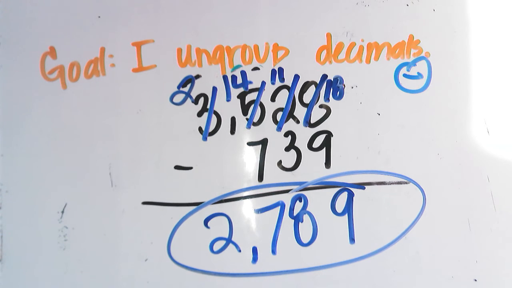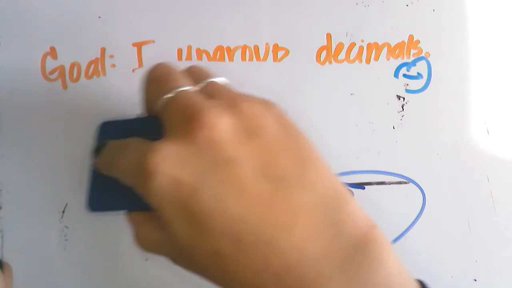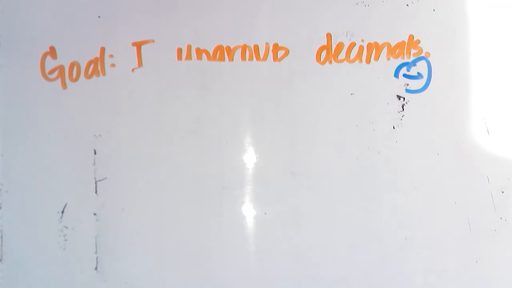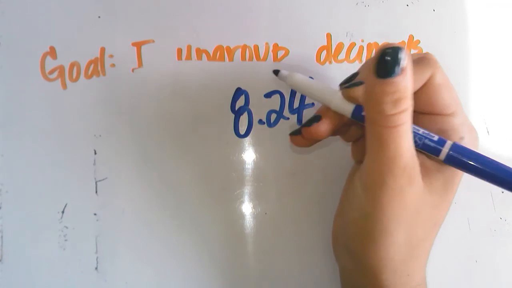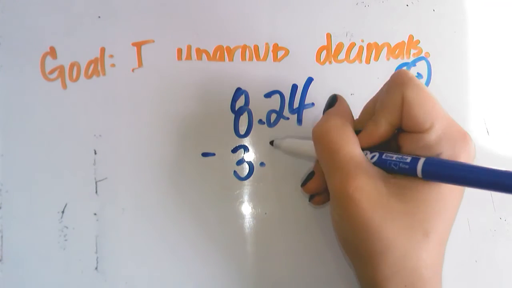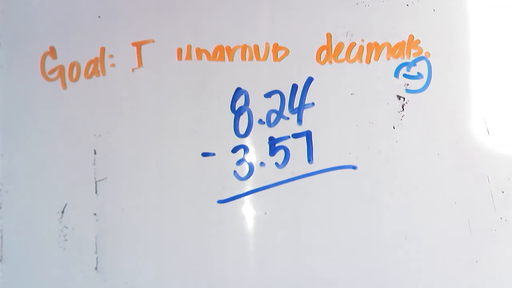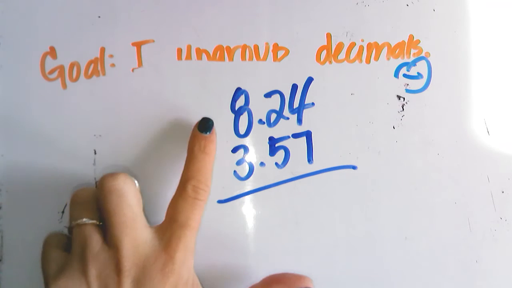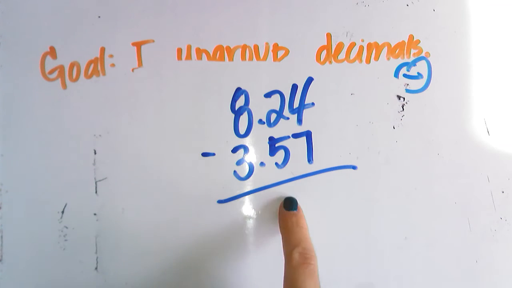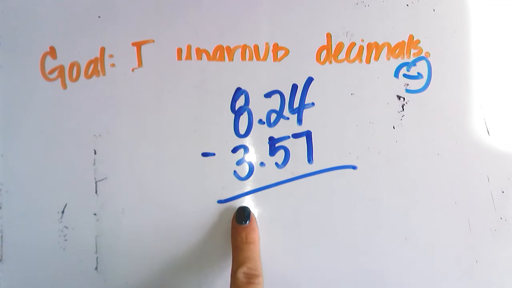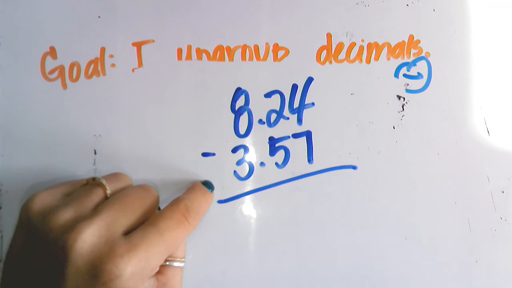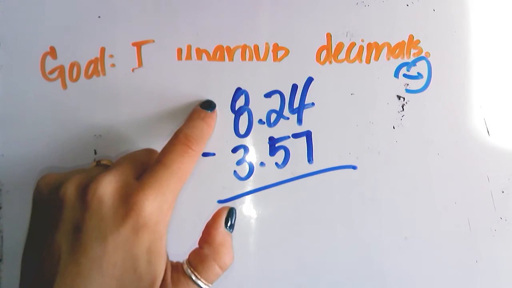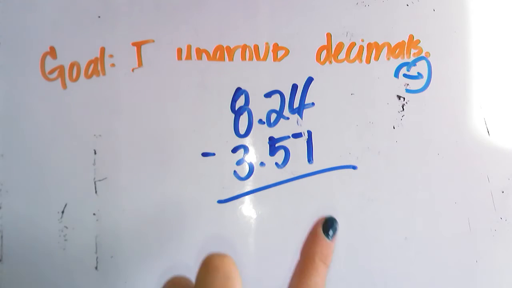I will apply this now to an example with a decimal. If we have 824 minus 357. So again, I know I can take 8 and 24 hundredths minus 3 and 57 hundredths. I know I can take 3 and 57 hundredths away from 8 and 24 hundredths because this number is smaller than this number. However, I already see my problem here.